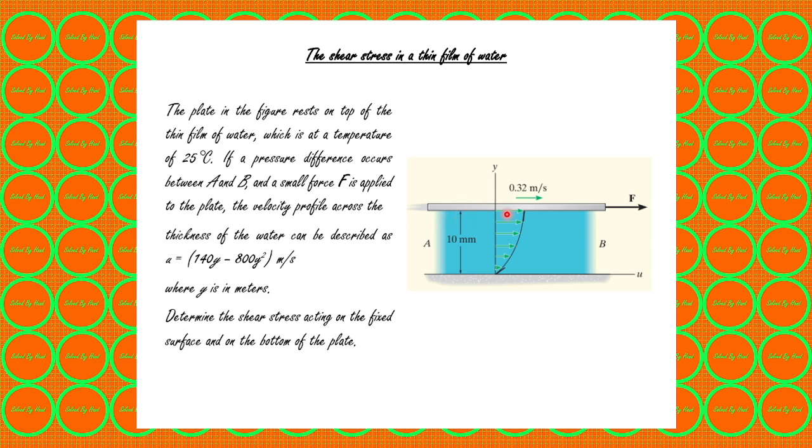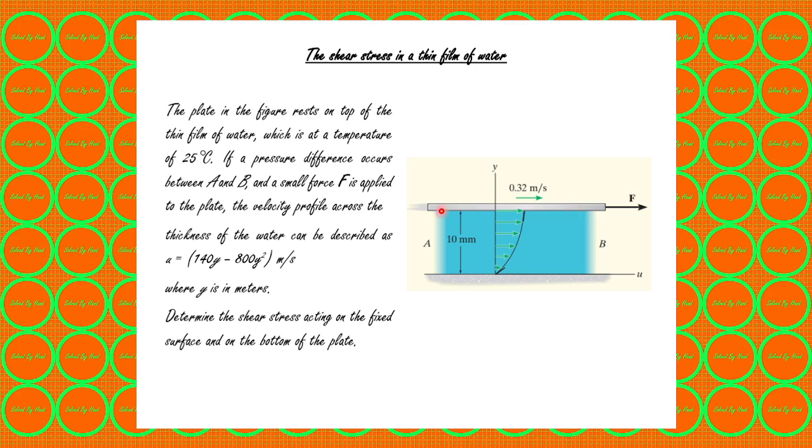So here we have to calculate. We have already calculated the shear stress near the fixed surface. It gives us the value of 35.88 times 10 to the power minus 3 Newton per meter squared. Now we have to calculate the shear stress near the bottom of the plate.